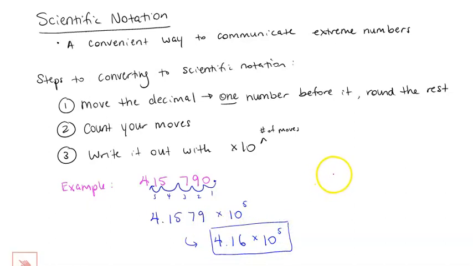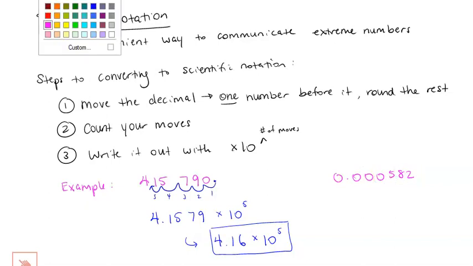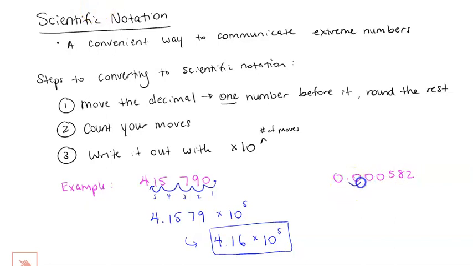Let's do one more super tiny number. First thing I'm going to do is move the decimal 1, 2, 3, 4 spaces. And that gives me 5.82 times 10 to the power of 4 in scientific notation. Oh, this would actually communicate a very big number. I missed a step. We're actually communicating about a tiny number, so I need my negative here.